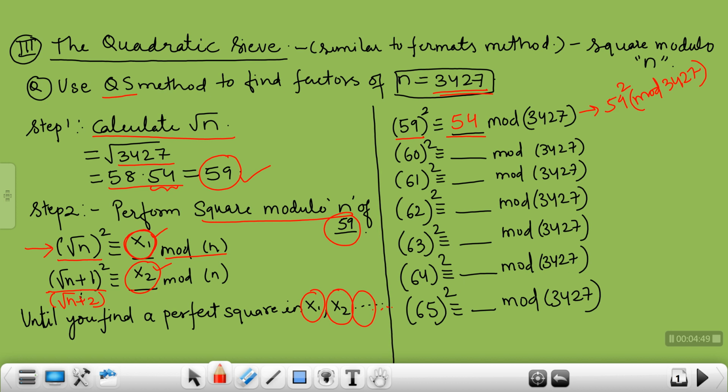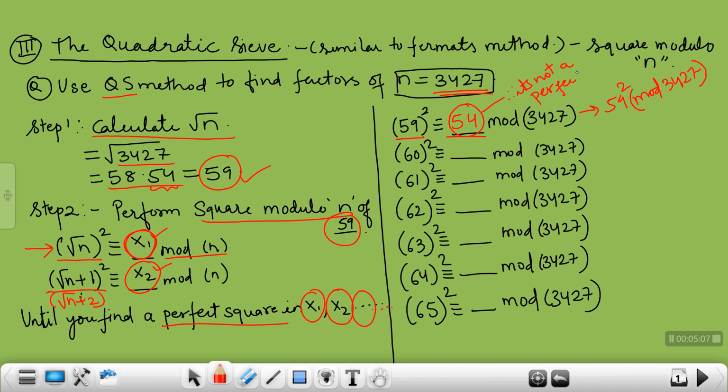Now, what is my next step? I need to check whether it is a perfect square, as mentioned over here. So I check whether 54 is a perfect square. No, 54 is not a perfect square. When I try to find its square root, it does not come out as a whole number, so we can say it's not a perfect square.